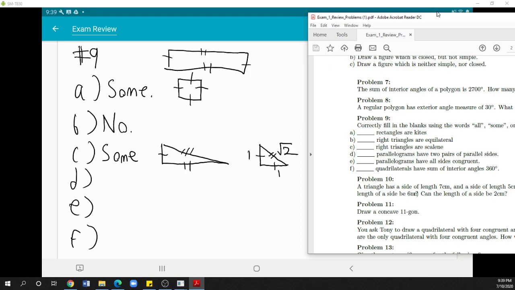Part D, blank parallelograms have two pairs of parallel sides. The answer to that one is all, and that's in the definition of parallelogram. So all parallelograms have that. Part E, blank parallelograms have all sides congruent. The answer to that is a nice healthy some. An example of one that would work is our friend the rhombus. This rhombus would be an example that has every single side congruent.